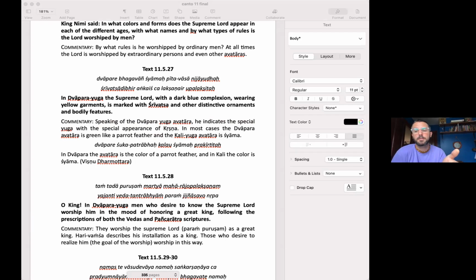So similarly here, parrot feather doesn't mean green parrot feather. Parrots can be all colors. Now, which parrot is this referring to?